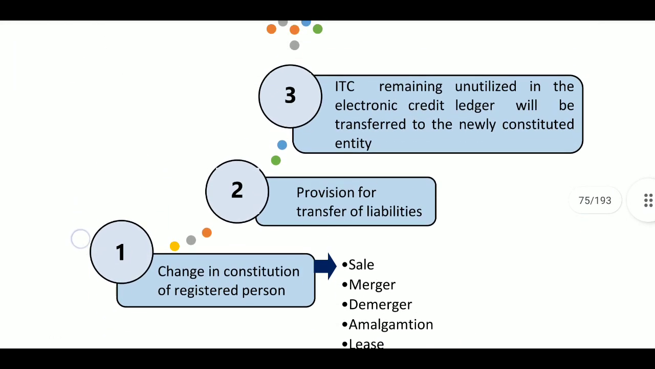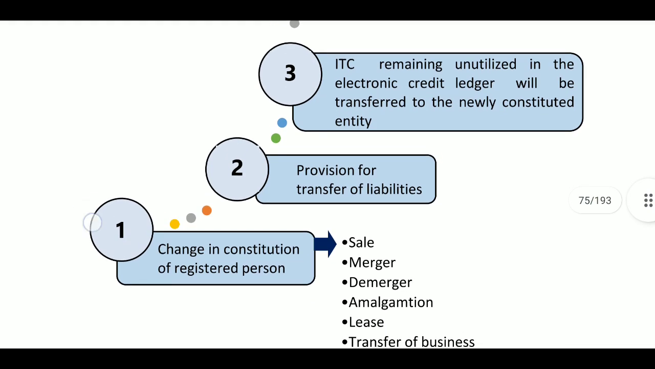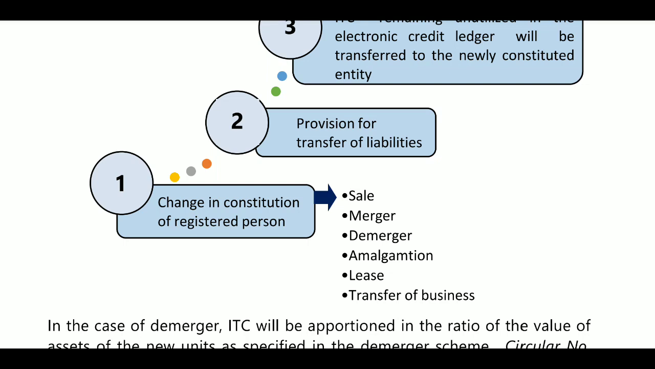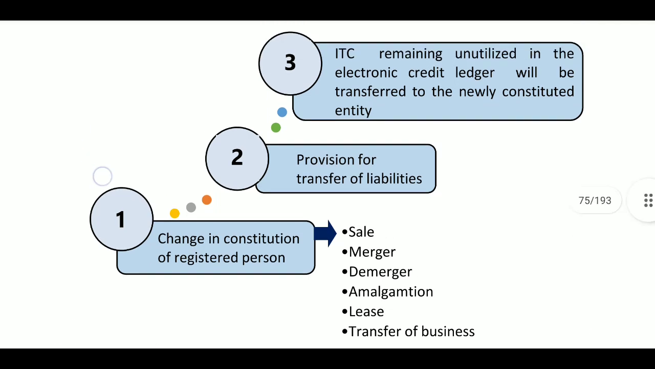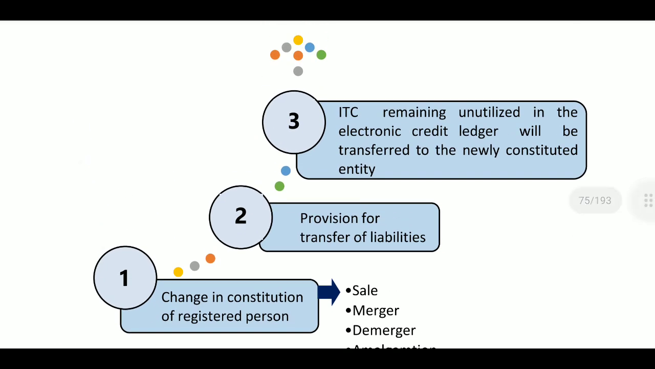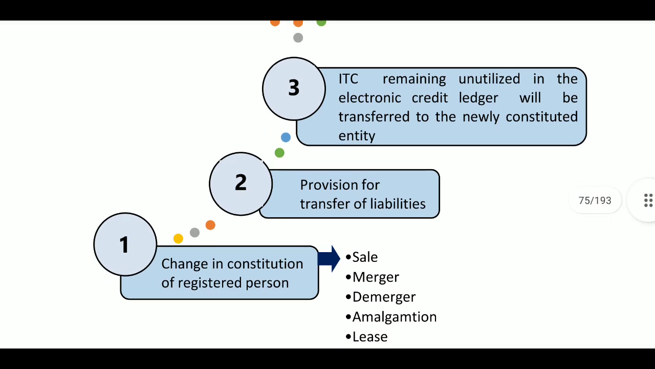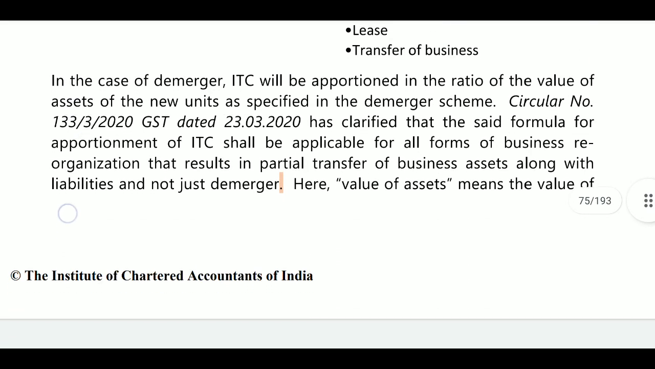In case of demerger, ITC is apportioned in the ratio of the value of the entire assets, including assets on which ITC has not been taken, as per the demerger scheme. What details should you require? That is, details of the change in constitution of the registered person. The change form is to be furnished on the common portal along with the request to transfer unutilized ITC. Change in constitution of registered person, unutilized ITC. Now here CA or CS.